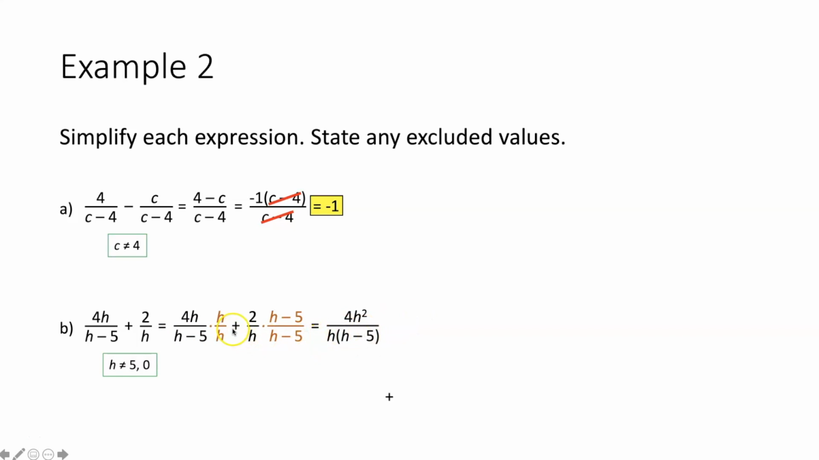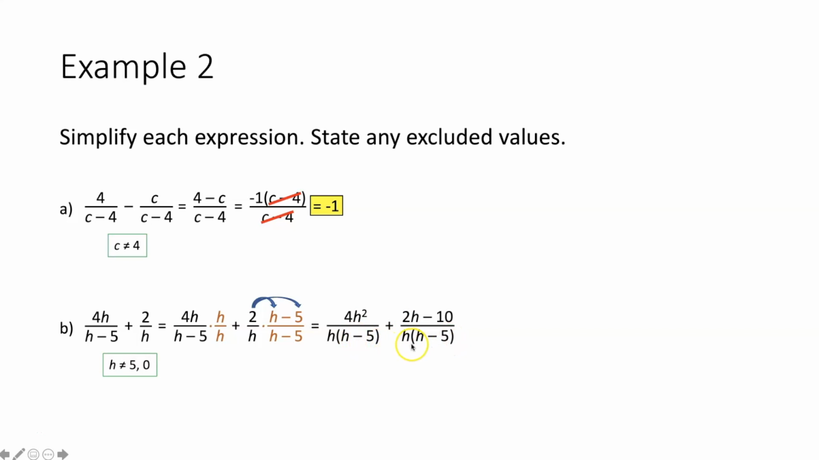Then we're going to write plus, and over here, we have 2 times the quantity h minus 5. So we're going to distribute the 2 to the h and to the negative 5. So we get 2h minus 10 in our numerator, and in our denominator, we leave it factored out because at the end, we hope that something's going to cancel out.